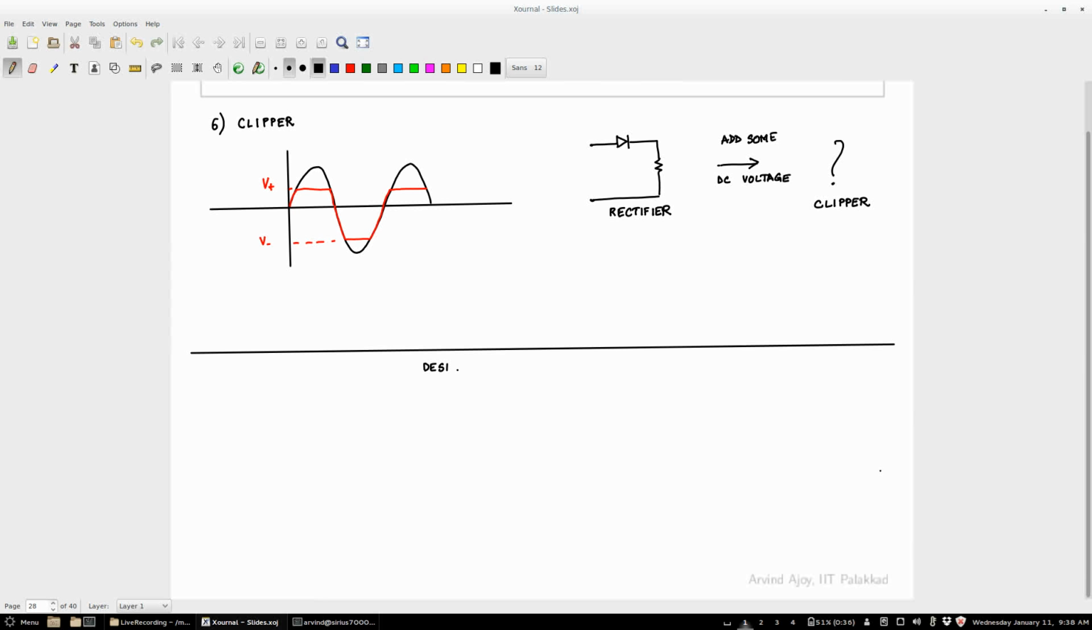Okay, all right. So now I'm going to close this here. Any questions? And we move to something more important but related to what we were doing so far, which is the design of DC power supplies.